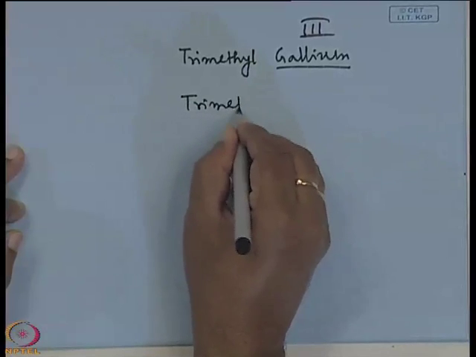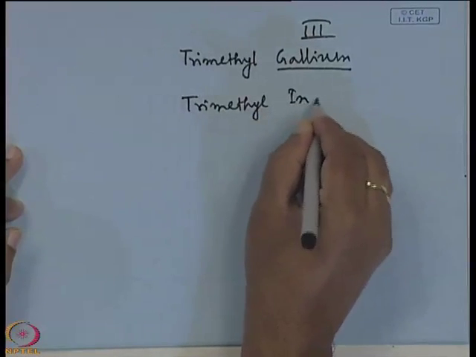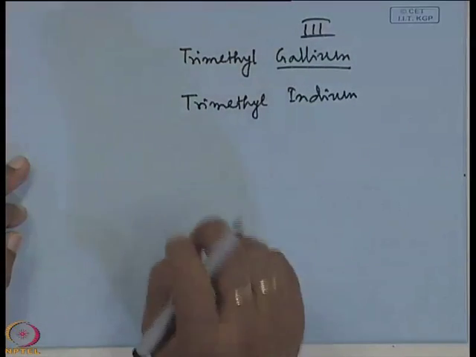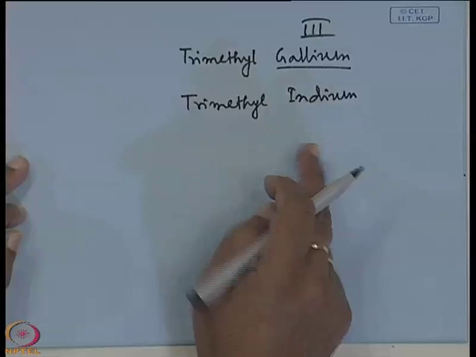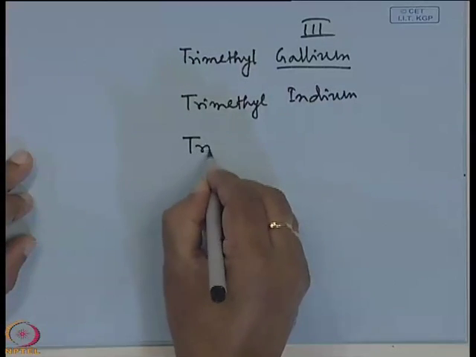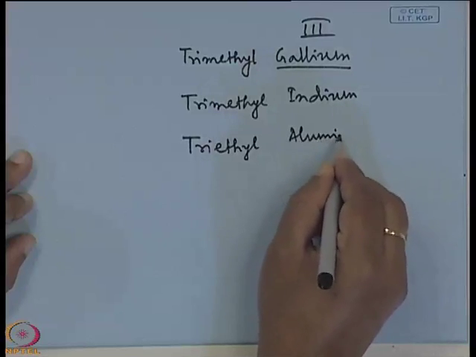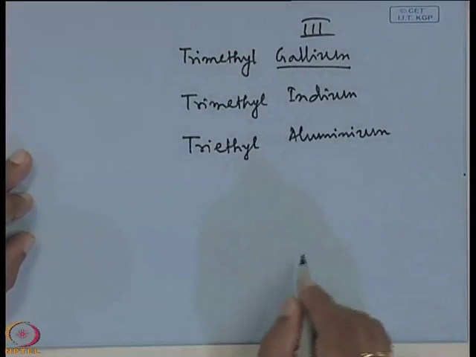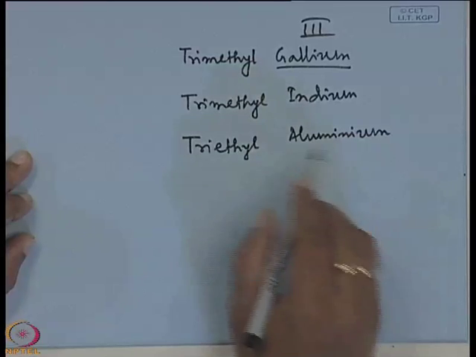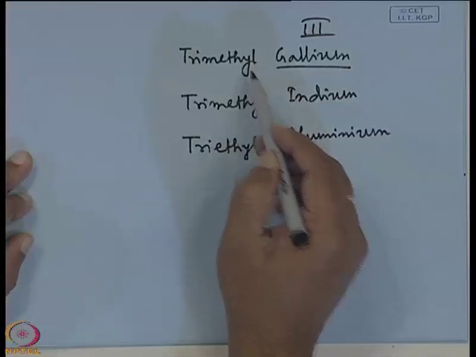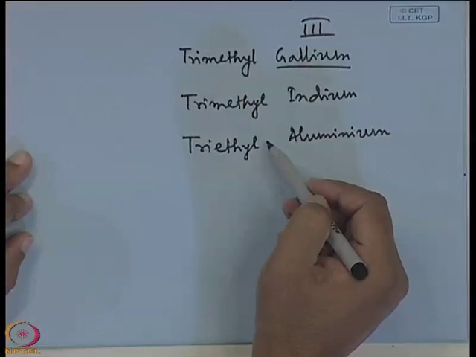Similarly, trimethyl indium is also an organometallic of indium. Similarly, triethyl aluminum is also an organometallic of aluminum. So, it can be trimethyl, it can be triethyl, any organometallic source. So, that is a different chemistry.